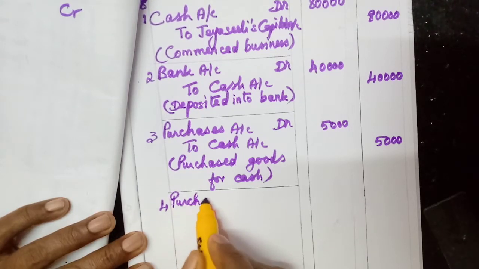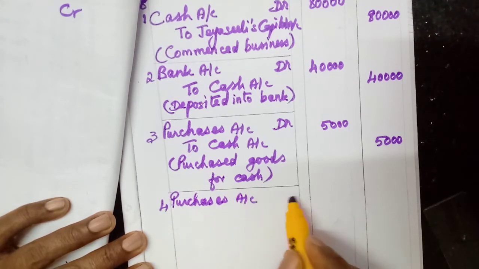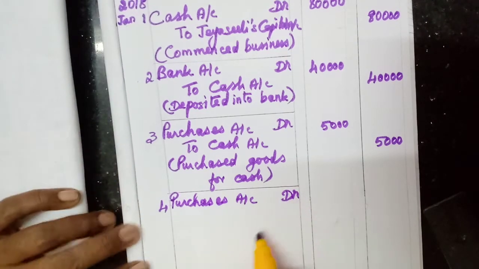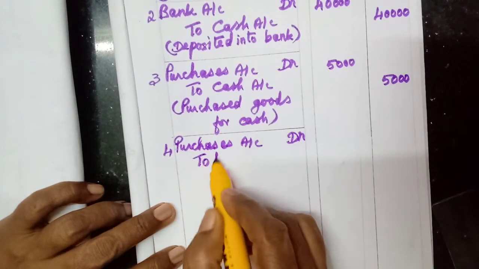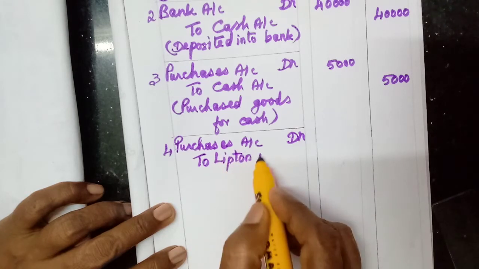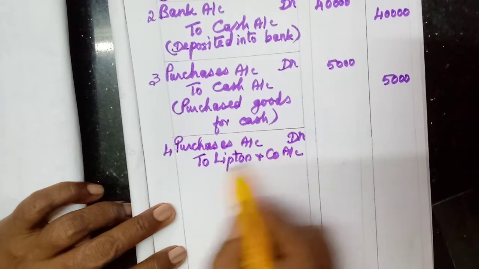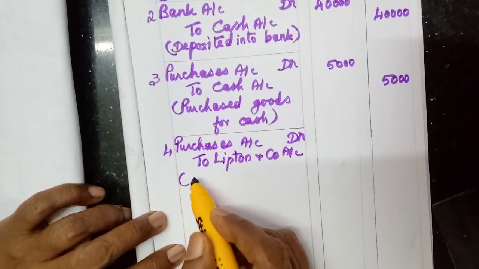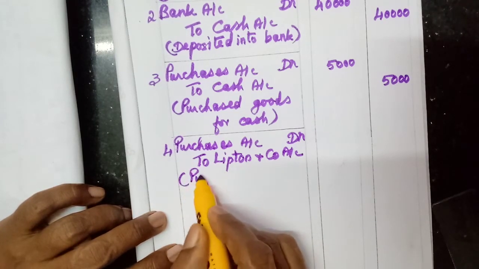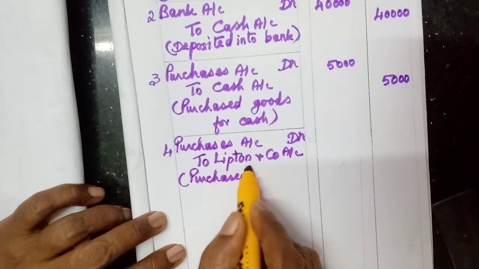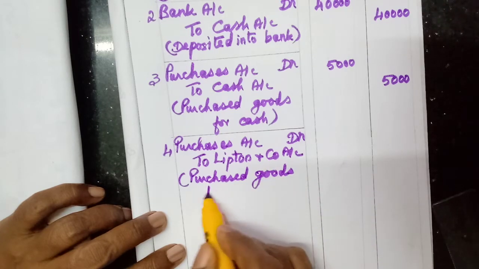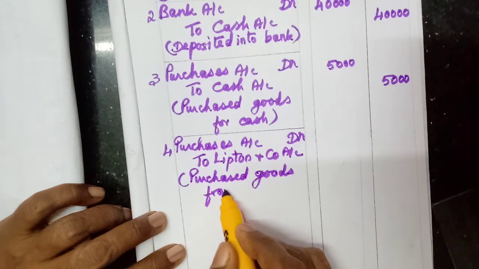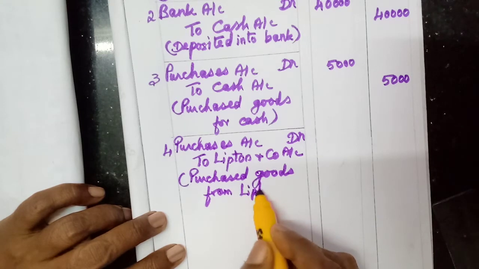Purchases account debtor. Yesterday what I have explained only I am explaining today also. Isn't it, students? So you will understand very well. Purchases account debtor to Lipton and Co. account. Okay. Then purchased from Lipton and Co. Purchased goods from or purchased from also. It's not wrong. Okay. Purchased goods from or purchased goods on credit. You can write whatever it is. But the meaning should not be changed.